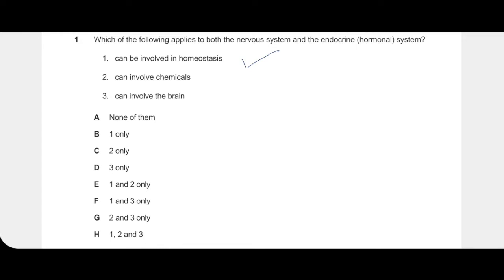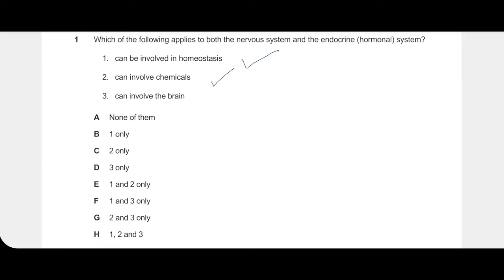Now let's look at statement number 2. It can involve chemicals. That is true. The nervous system and the hormonal system both use chemicals. In the nervous system, you have neurotransmitters that transfer across synapses. So that's one type of chemical in the nervous system. In regards to the hormonal system, there are many different types of chemicals that are used. For example, testosterone is one of the hormones used in the hormonal system in males as well as females. So 2 is correct.